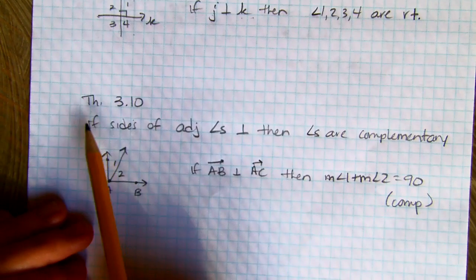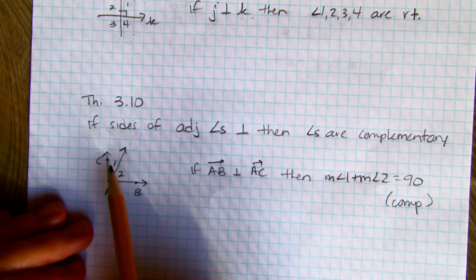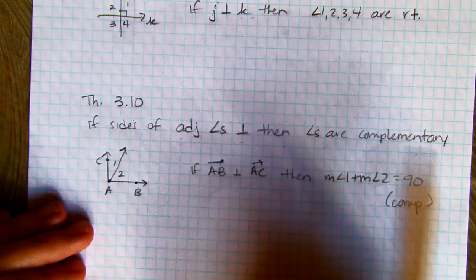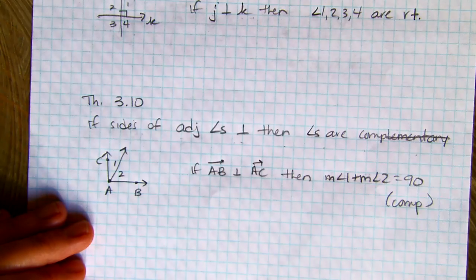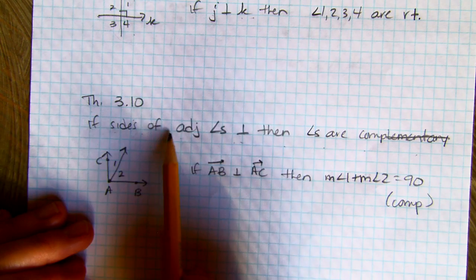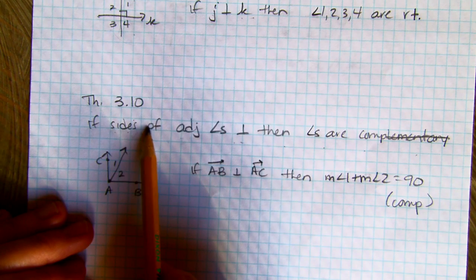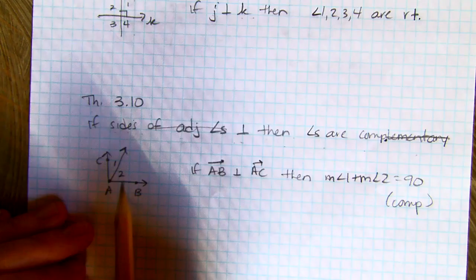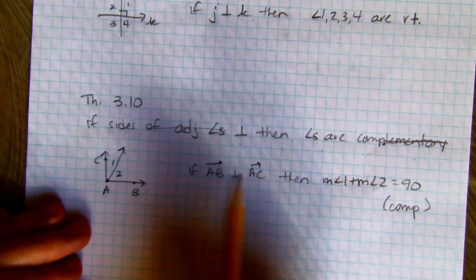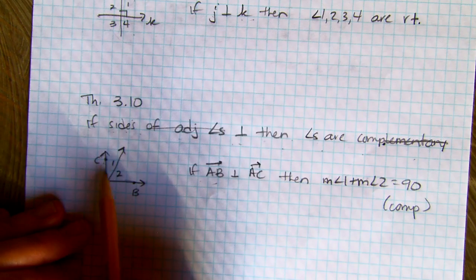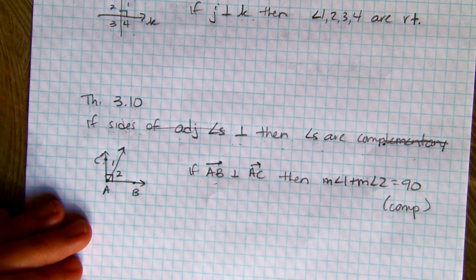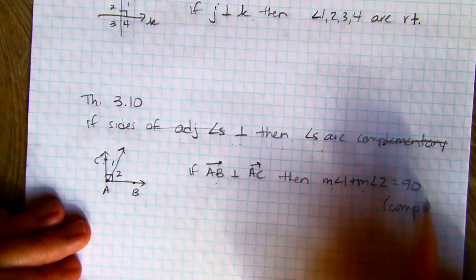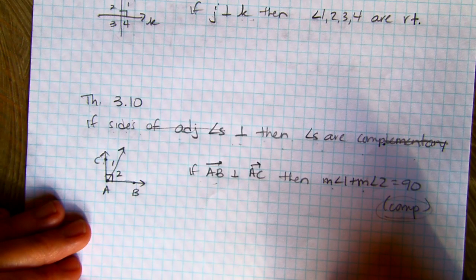What does Theorem 3.10 say? If the sides of adjacent angles, adjacent remember means next to, are perpendicular, then the angles are complementary. So really, if I was writing this, I wouldn't even put the rest of that. I would probably even just say if sides perpendicular, then angles are complementary. Sure, let's look at the sides of these adjacent angles. If AB is perpendicular to AC, that would be given, then the measure of angle 1 plus the measure of angle 2 must be 90. That's what it means to be complementary.